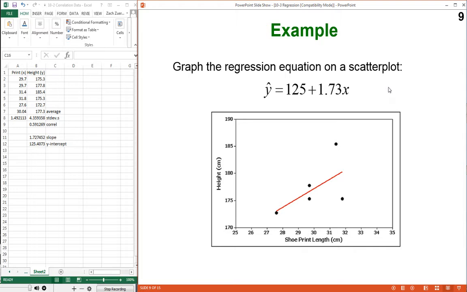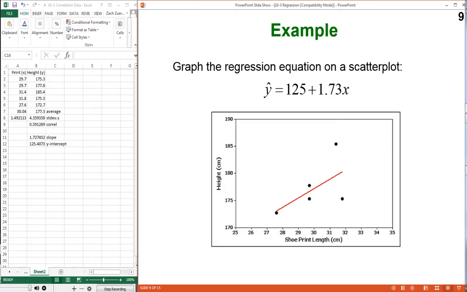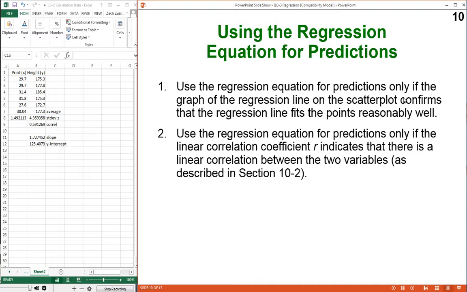Let's cover a few things that we have to be on the lookout for. Use the regression equation for predictions only if the graph of the regression line on the scatter plot confirms that the regression line fits the points reasonably well. It doesn't look so good. There are some points that are way out here, nowhere near this straight line. The second point says use the regression equation for predictions only if the linear correlation coefficient R indicates that there is a linear correlation between the two variables.